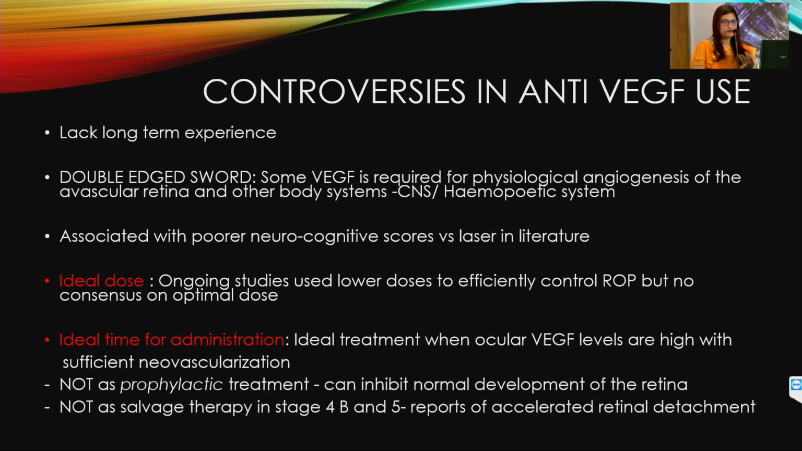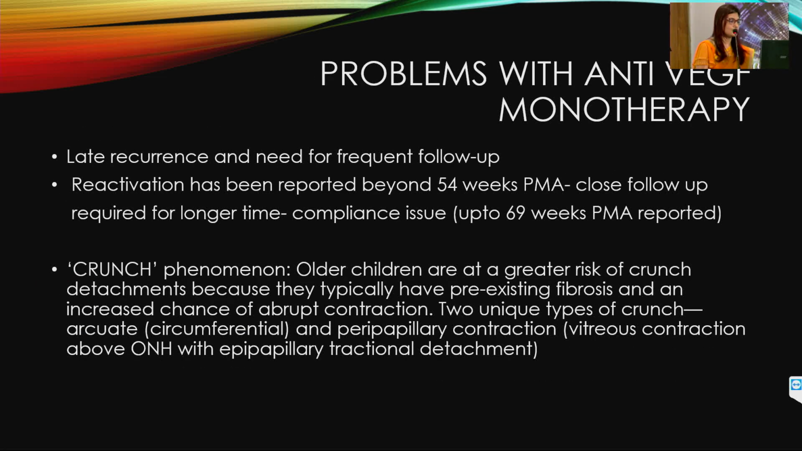Now, what are our controversies? We do not have long-term experience with anti-VEGF, and some physiological angiogenesis is also inhibited by the anti-VEGF. Ideal dose is still under trial, we really don't know. Ideal time for administration also. You should do it when the ocular VEGF levels are high, but you cannot do it as prophylactic treatment, so the ideal time for intervention is also still controversial.